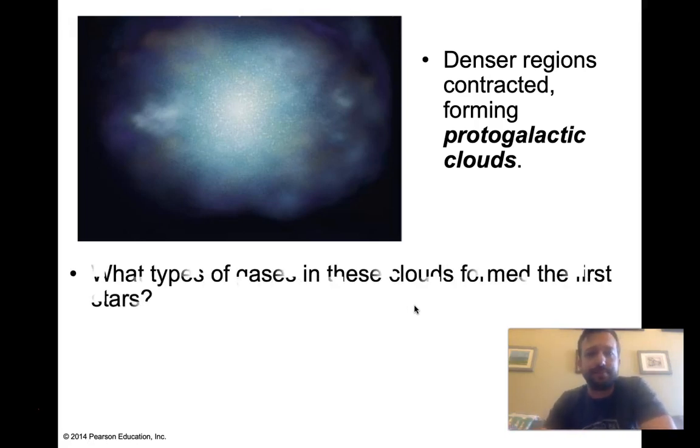Proto-galactic clouds. Okay, what types of gases are these clouds mostly going to be formed of to create the stars and everything? You guys know the answer to that. Hydrogen, right? There's more hydrogen than anything else in the universe, and these are the things that create stars.